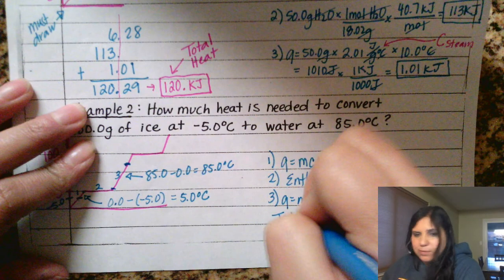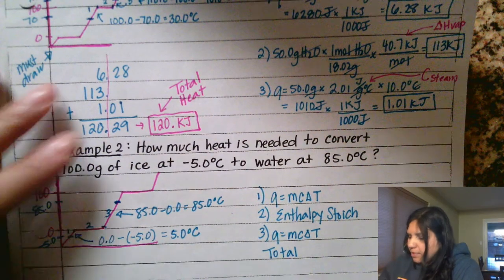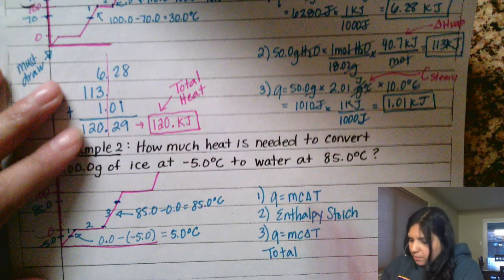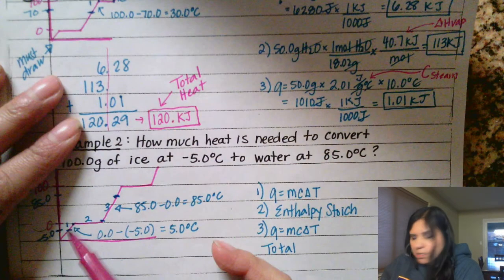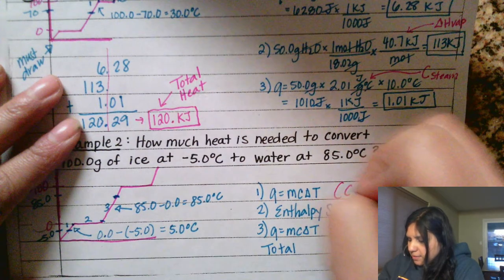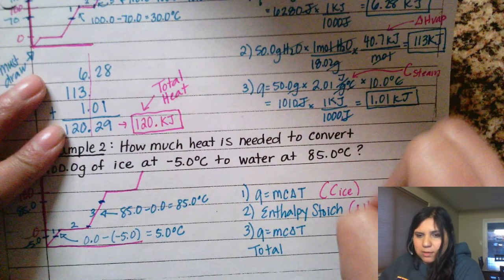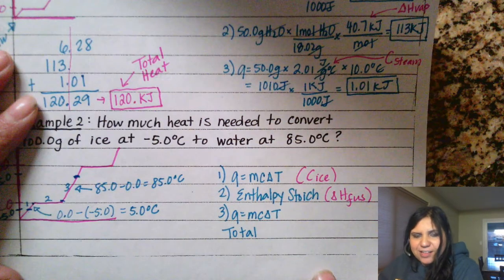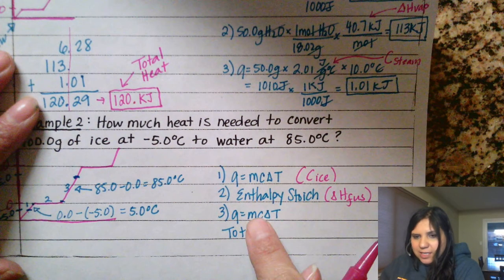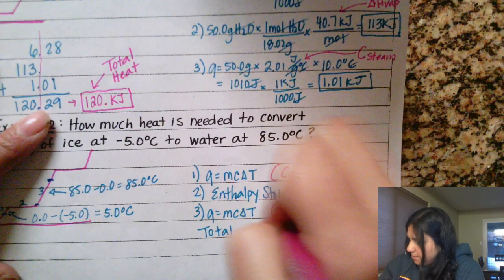A couple things I want to make sure that we've got. What specific heat am I going to use in this equation? So I'm right down here. I'm in the solid region, so I'm going to use C for ice. For enthalpy stoic, where am I? Am I in fusion or am I in vaporization? I'm in fusion. So I'm going to use delta H fusion. Okay, and then you have Q equals MC delta T, the next one. So that's right here. That's in the liquid region or water. So that's going to be the specific heat of water.